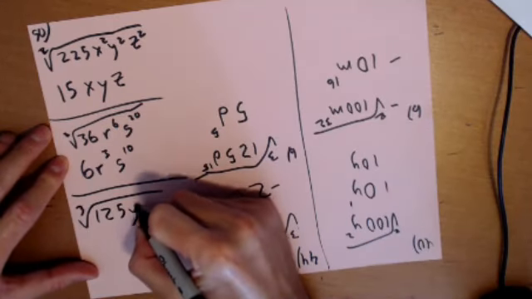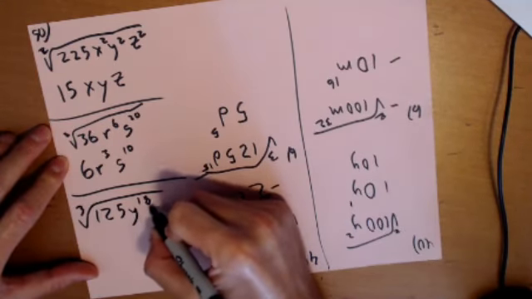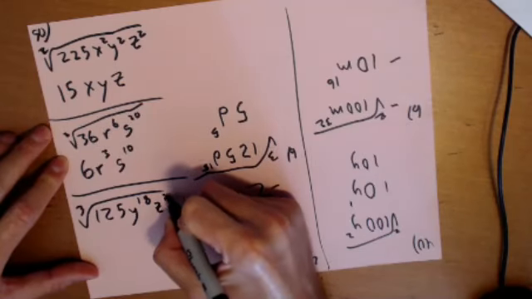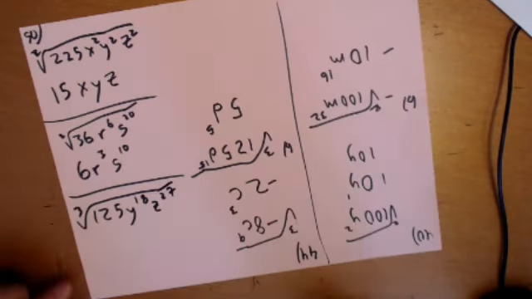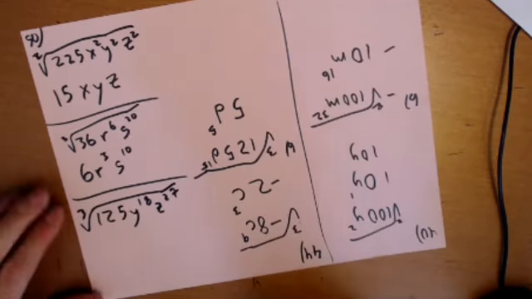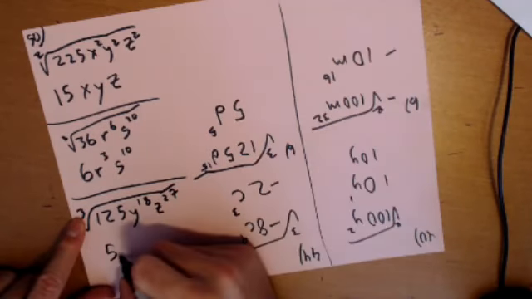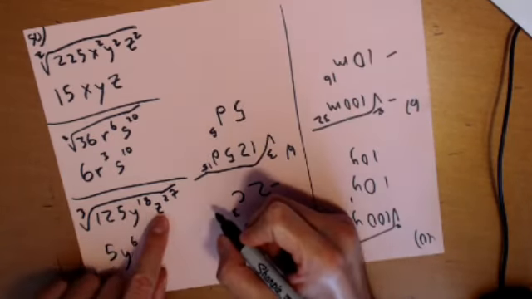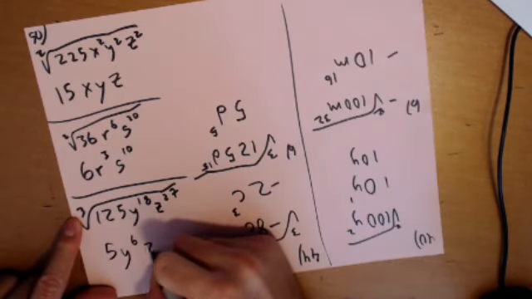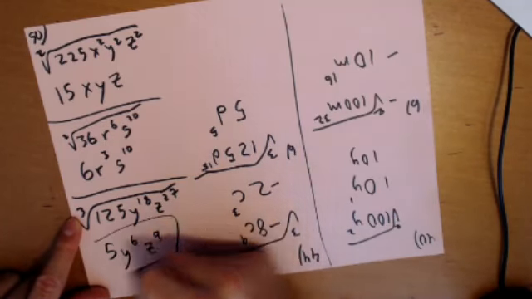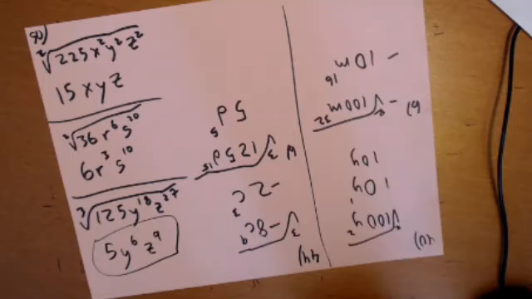Cube root of 125 y to the 18th z to the 27. Again, try this one on your own. Okay, cube root of 125 is 5. Y to the 18th, we're taking out chunks of 3, so that's 6 of them. Z to the 27th, chunks of 3, 9 of them. Boom. Okay, moving on to 8.2.